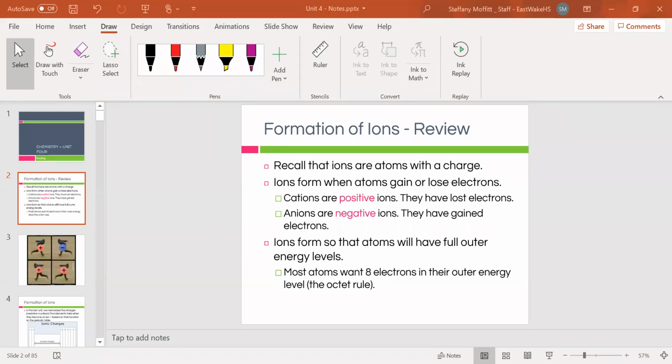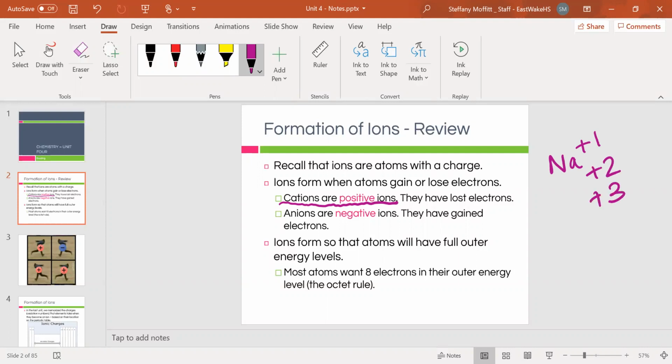So Unit 4 is going to be talking about ionic bonding at first. And the first thing that we're looking at here is just a review of ions. So we've got cations, and those are our positive ions. So sodium, if it's a cation, it has a +1 charge, or you can have +2, +3, or +4. Anions are going to be the negative ions. So those are going to be -1, -2, -3, -4 charges.